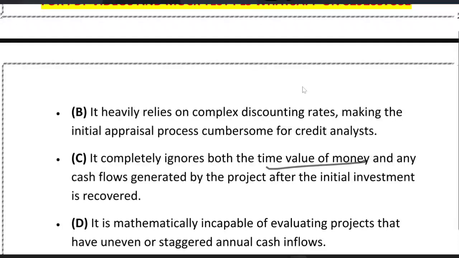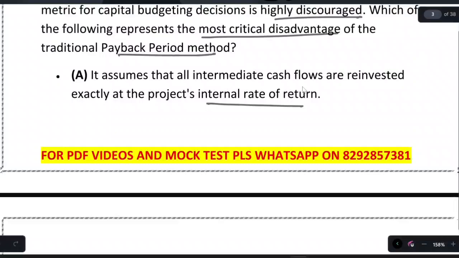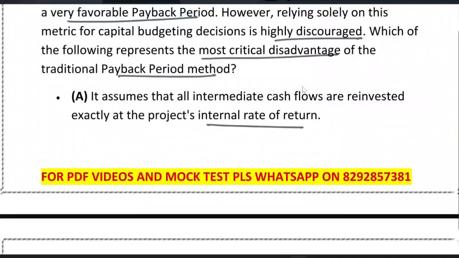And D, it is mathematically incapable of evaluating a project that has uneven or staggered annual cash inflow. Very good question. So friends, basically this is a question based on the payback period method. Imagine that you are a bank manager, and you are assessing a loan for a factory.